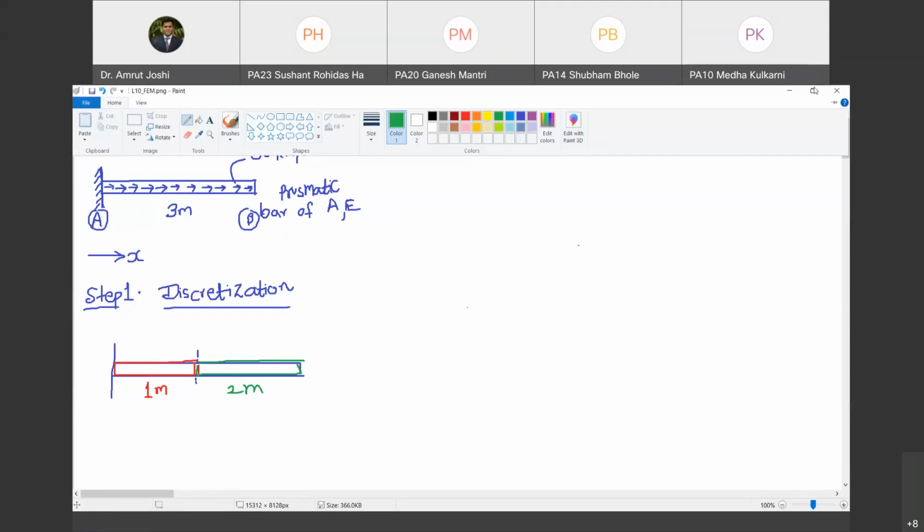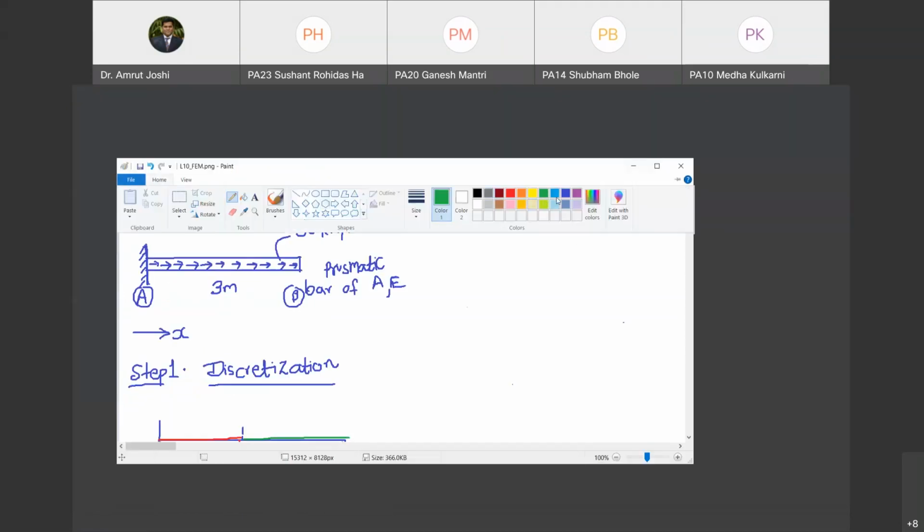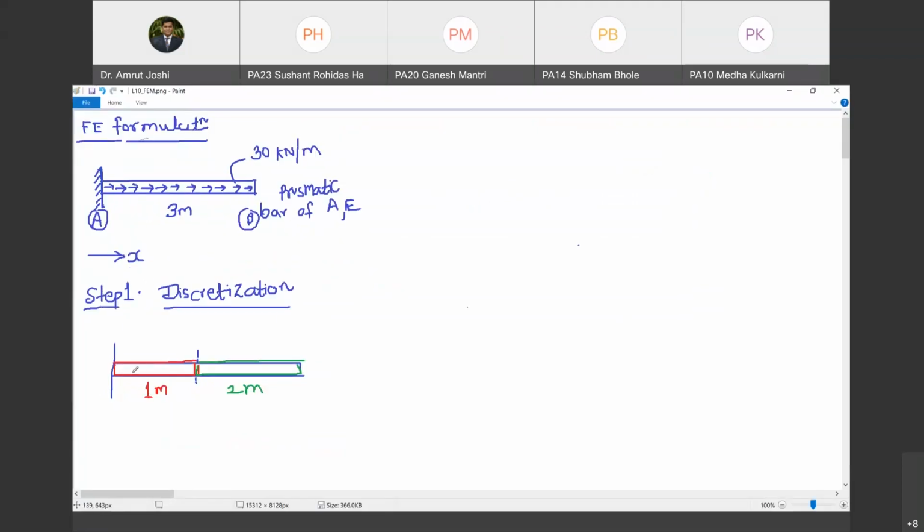What is the meaning of discretization? Now I am not going to consider x directional displacement at each and every point of this beam as unknown. Instead, I am going to consider displacement only at the start and end of these elements as unknowns. Let me do that. I am going to call displacement here as unknown. By the way, as this end is fixed, we know this displacement, but to begin with, let us say this displacement is unknown. So I am going to call it U1.